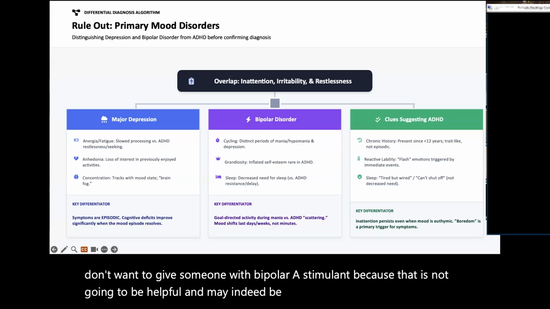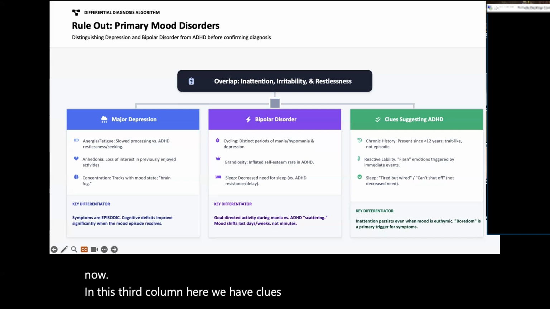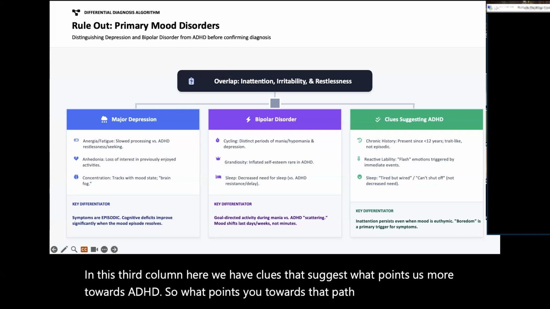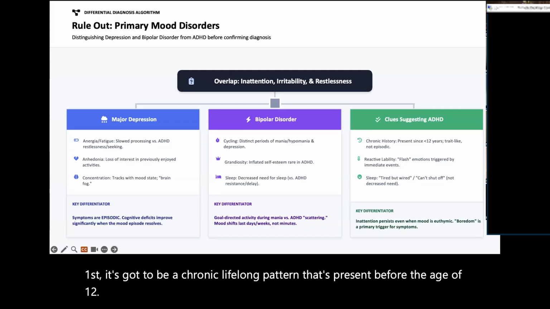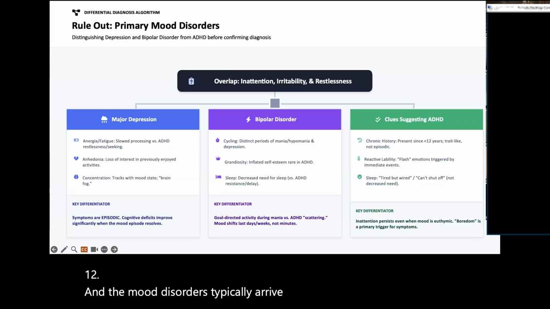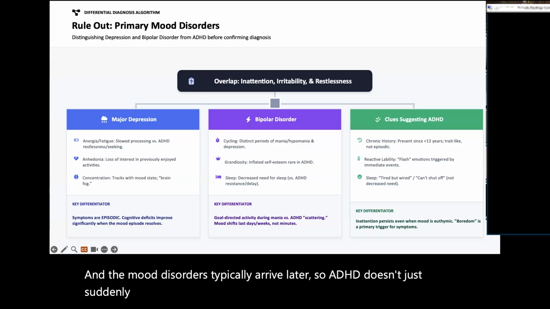So just keep that in mind. Now, in this third column here, we have clues that suggest what points us more towards ADHD. What points you towards that path is, first, it's got to be a chronic, lifelong pattern that's present before the age of 12. And the mood disorders typically arrive later. So ADHD doesn't just suddenly show up in adolescence.